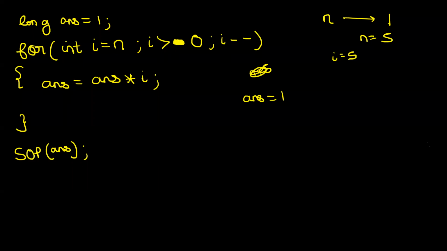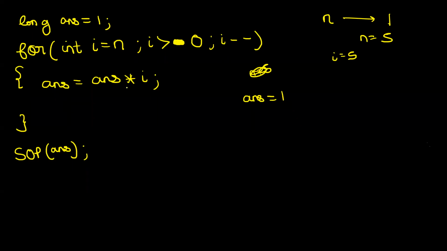So I enter inside the loop, and what will I do? Answer is equals to answer into I. So what is the value of answer? 1. So 1 into I. What is the value of I? 5. Correct. Why are we using the reverse loop? You can use any one that you want. I am just telling you, you can use the forward loop also. That is also fine.